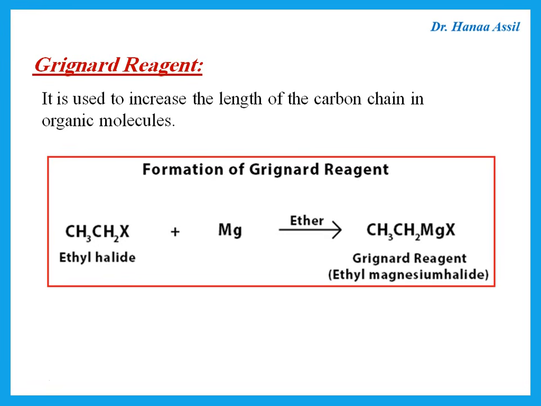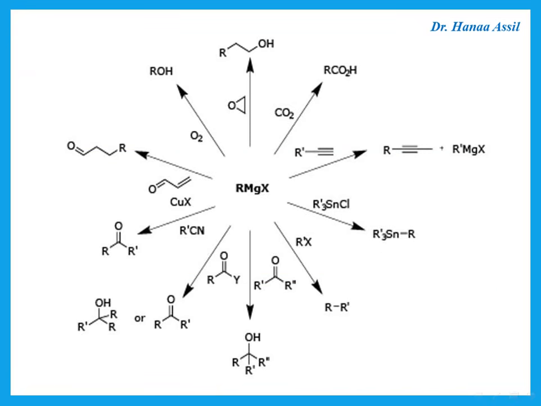How do we make the Grignard reagent? We make it from reaction of magnesium with an alkyl halide in ether. So this magnesium reacts with the alkyl halide to form what we call a Grignard reagent. In this case, it's called, for example, ethyl magnesium halide.